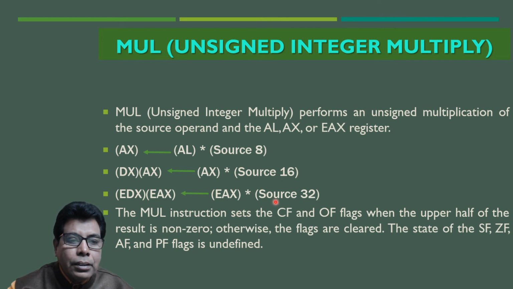Then when the source is 32-bit, it will be multiplied by the EAX register and the result will be stored in EDX and EAX register. The MUL instruction sets the carry and overflow flags when the upper half of the result is not null.